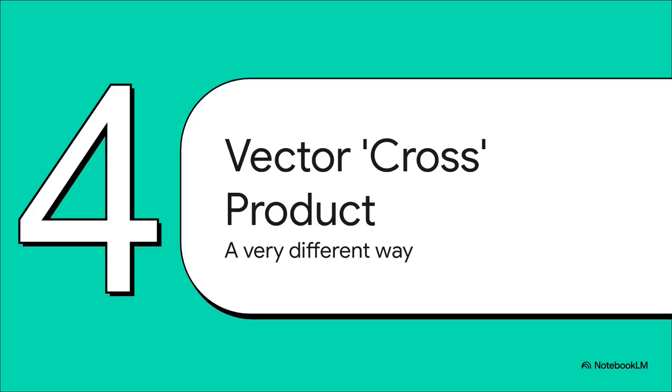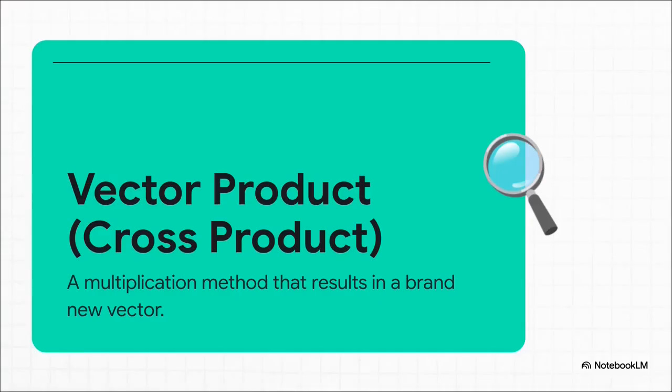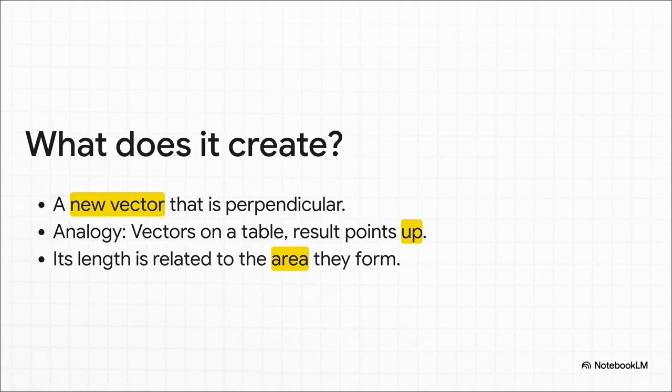This is method number 2, the vector product, also known as the cross product. And trust me, it's a whole different ballgame. So what's the big deal? Well, unlike the dot product, the cross product doesn't give you a number. It gives you something else entirely, a brand new vector, a new arrow with its very own length and its very own direction. So where does this new vector point?